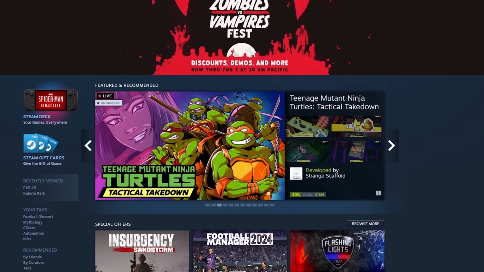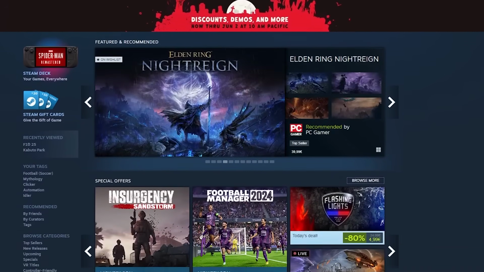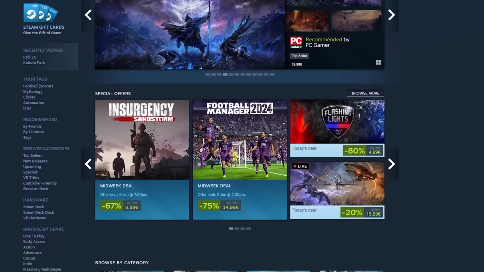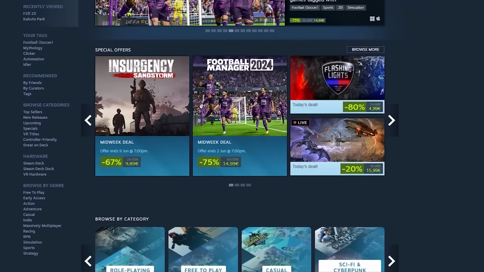The algorithm is so simple. Are you making us money? Because that real estate that Steam puts up on the front page of Steam, if your game's not converting well, that is a spot that could be taken up by somebody else who is doing better than you.